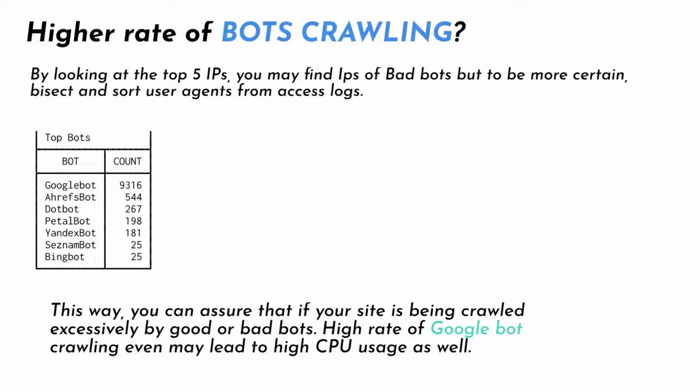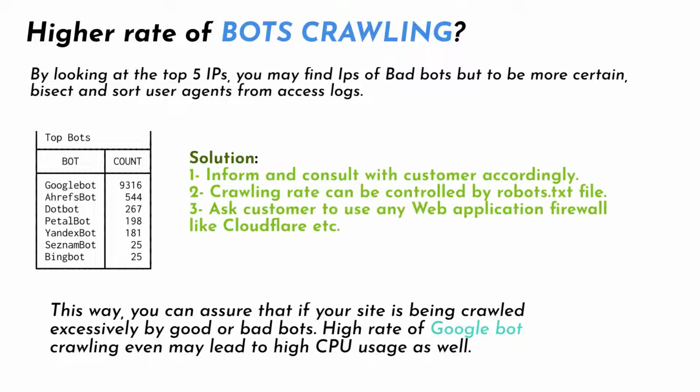If we talk about solutions, it would be: inform and consult with customer accordingly. Crawling rate can be controlled by robots.txt file. Ask customer to use any web application firewall like Cloudflare, etc.